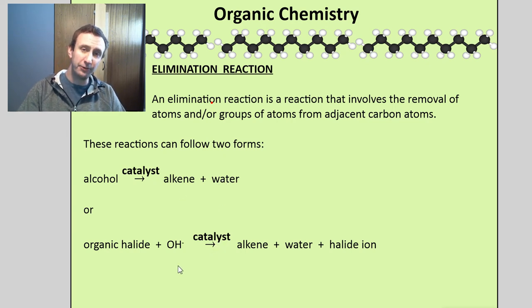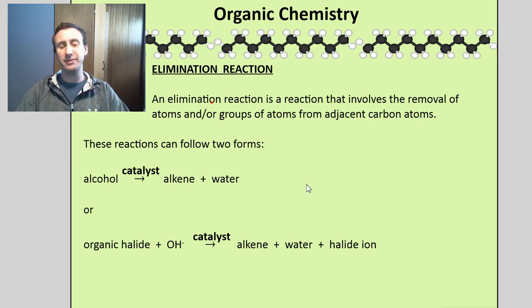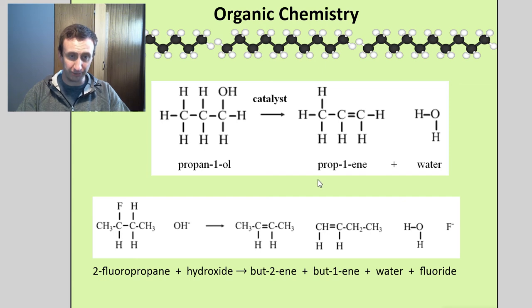The other one involves an organic halide. So I have a halogen atom on that hydrocarbon. And then from there, by reacting with hydroxide, hydroxide takes away a hydrogen. The halogen leaves as a halide ion, so it has a negative charge. It's an anion, and I end up with an alkene there as well. So this is a method, again, of making unsaturated hydrocarbons.